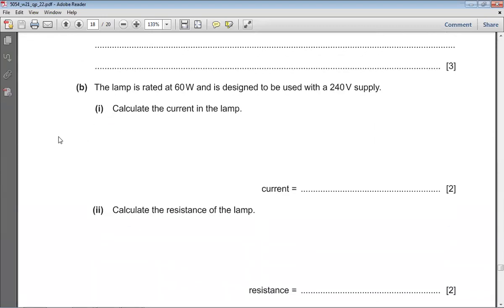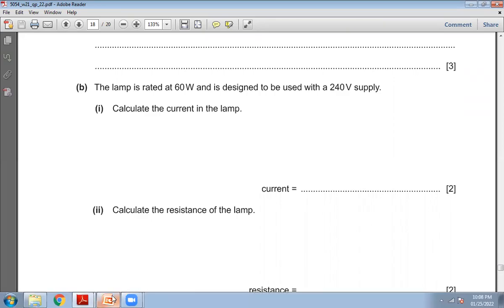The lamp is rated at 60 watt and designed to be used with a 240 volt supply. Calculate the current in the lamp. We know the power, we know the voltage. You remember the electric power formula is P equals IV. Famous formula. P equals IV. Power is equal to the product of the current and the voltage. We know the voltage, we know the power.